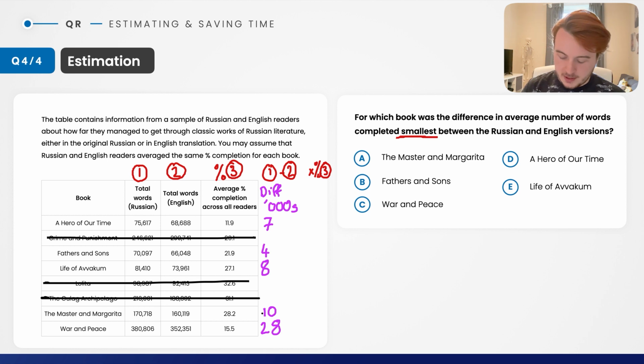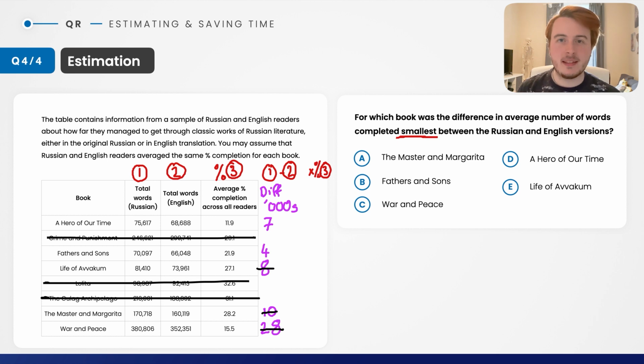So all I'm going to do is put a little line through these ones and say that I don't think it's going to be those for now. Hero of Our Time and Life of Avicum have similar estimations as 7 and 8, but the percentages are quite different. So since we're wanting a smaller percentage, I'm also going to rule out that Life of Avicum just now and say that it can't be that because there's a 20% difference. So now I'm stuck between those last 2 ones there. So I've either got the 7 and 4, and I've got 2 different percentages.